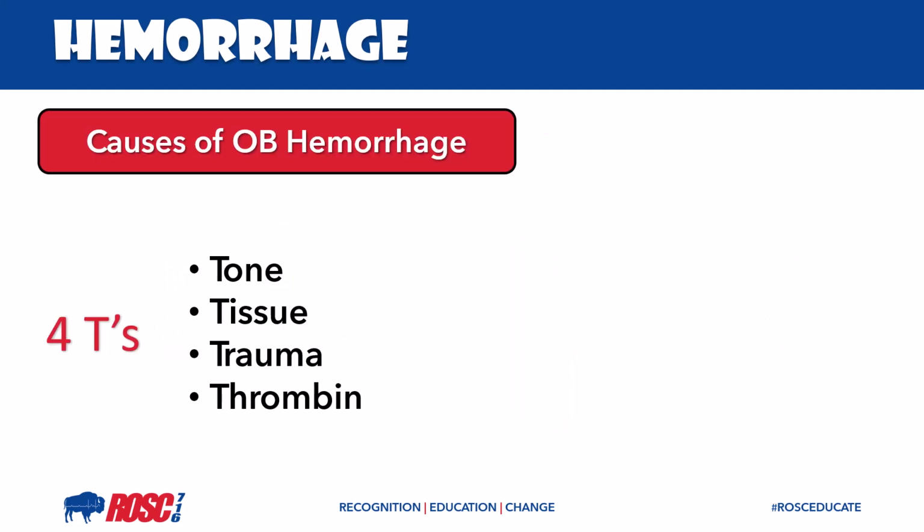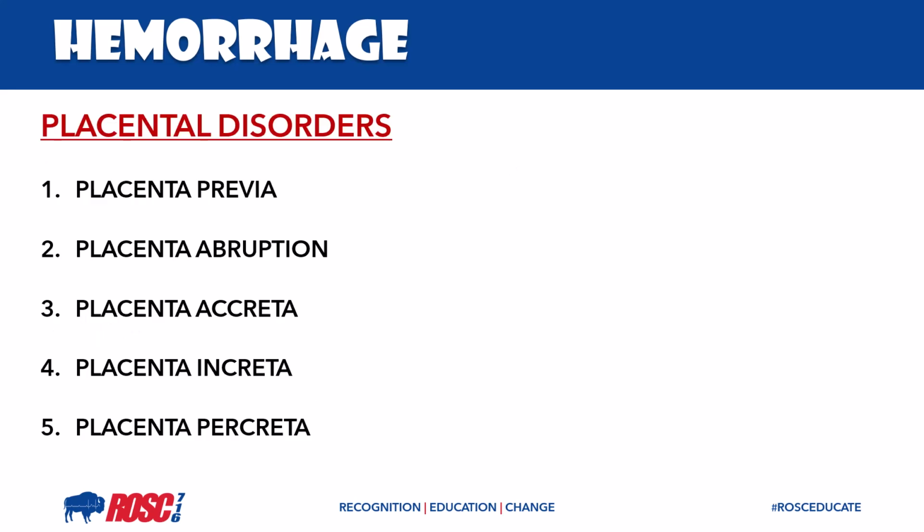So let's explore our causes of obstetric hemorrhage, and this really can be defined into 4 groups, the 4 T's. We have tone, tissue, trauma, and thrombin. Tone can be thought of as uterine atony, tissue can be thought of as retained products or different forms of placenta implantation issues. Trauma can be defined by cervical or vaginal lacerations, and the last T, thrombin, is a good way to remember coagulopathy.